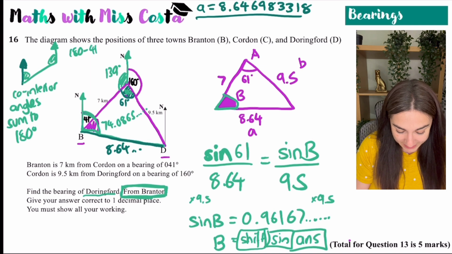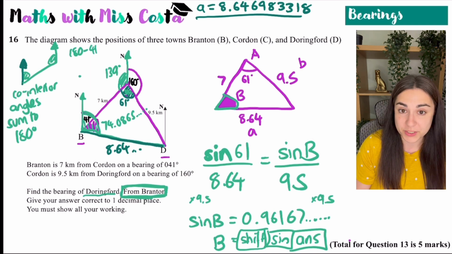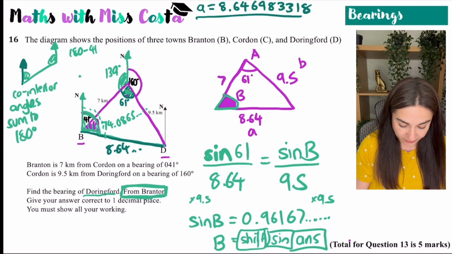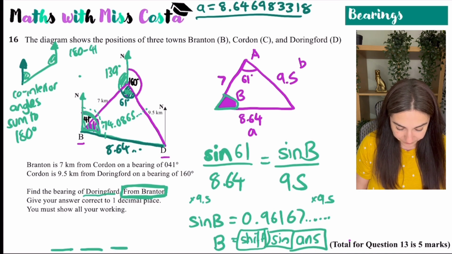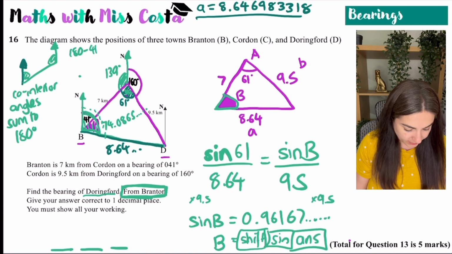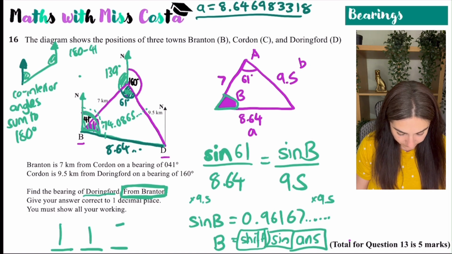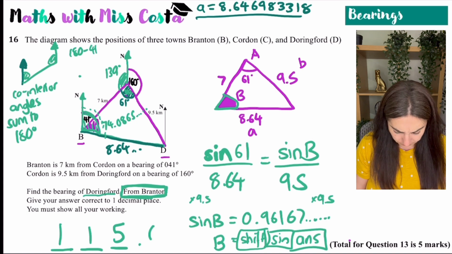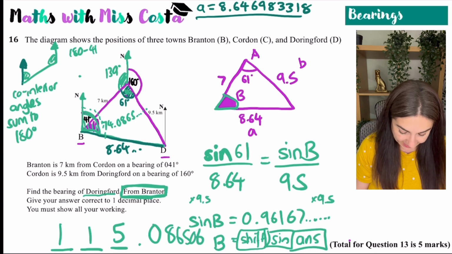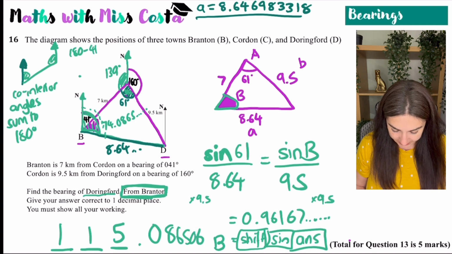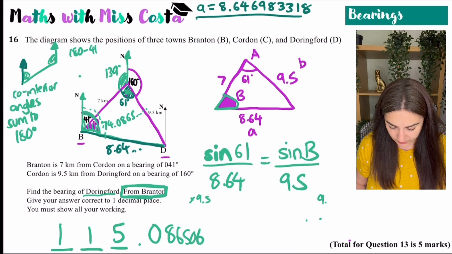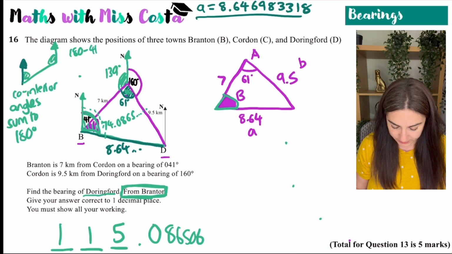So it's going to be this angle here. Remember, you start from due north, you go clockwise until you reach the line, and your bearing is going to have to be 3 digits. So 74.0865 plus 41 is 115.086506, that's the angle.